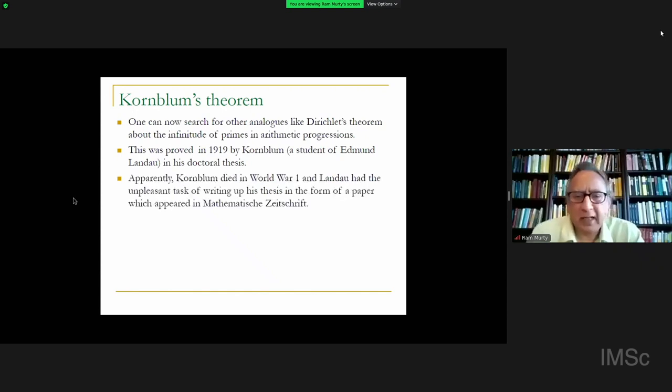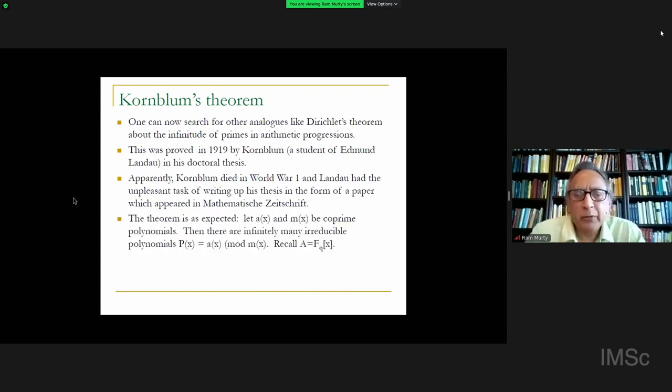And after Kornblum died in World War I, Landau had the unpleasant task of writing up his thesis in the form of a paper which appeared in Mathematische Zeitschrift. So this is the problem with global conflicts. We lose intelligent people. So the theorem is as expected. A(X) and M(X) are two coprime polynomials, and the theorem is that there are infinitely many irreducible polynomials congruent to A(X) modulo M(X).